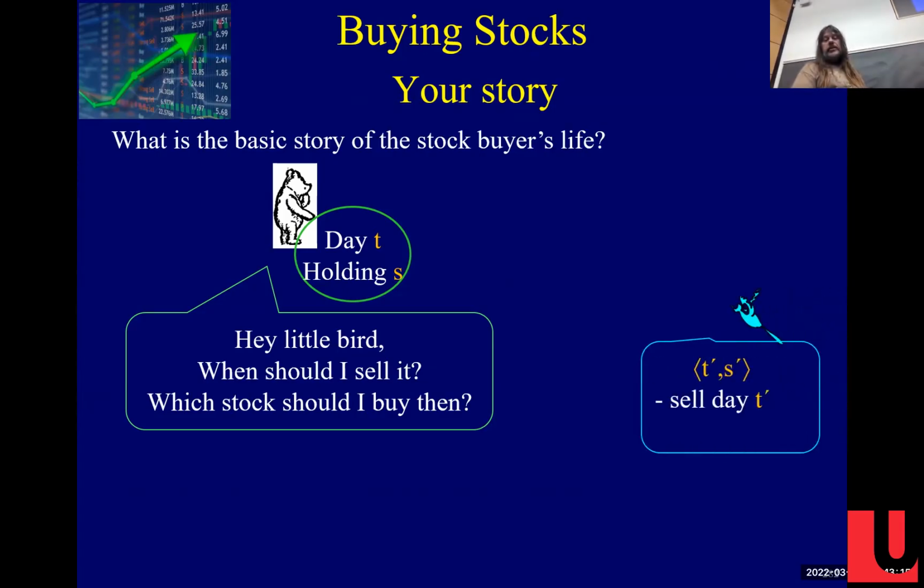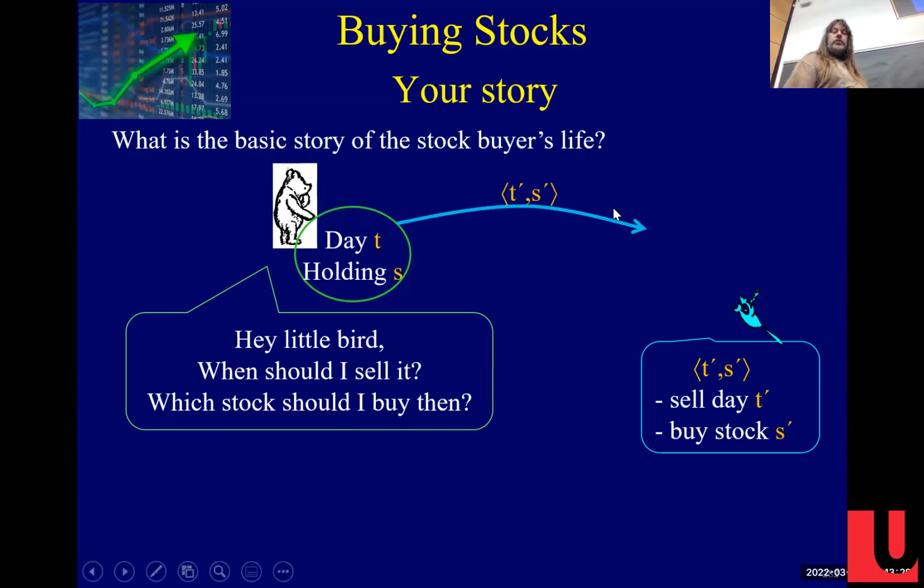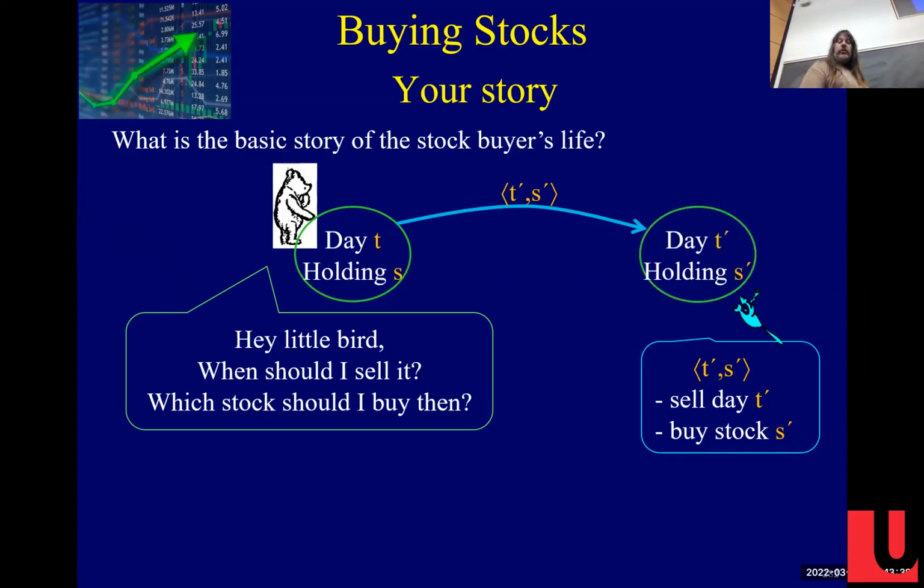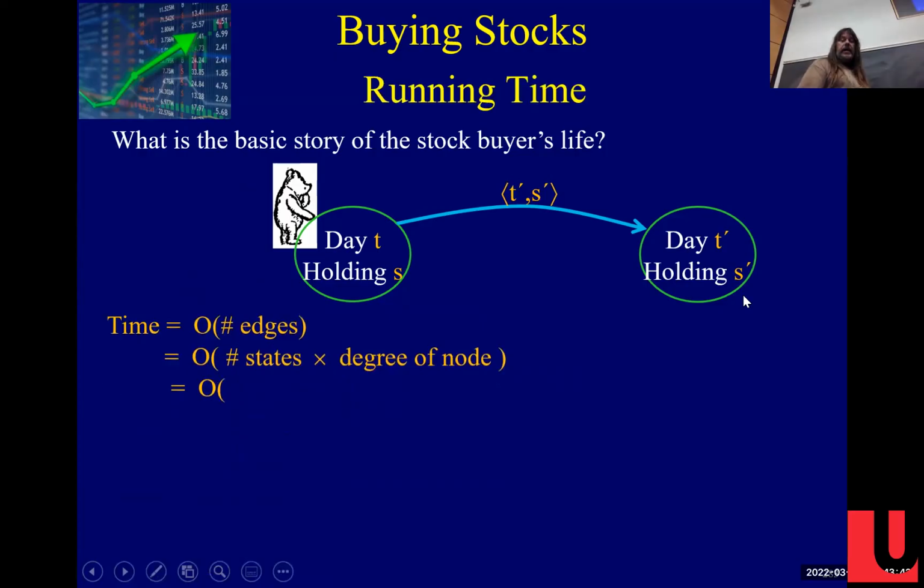So she's going to say, not should I sell it? When should I sell it? All right. When should I sell it, and which stock should I buy then? So she tells me what day to sell it and what stock to buy instead. And so now it's a different day and I have a different stock. Everybody buy that algorithm?